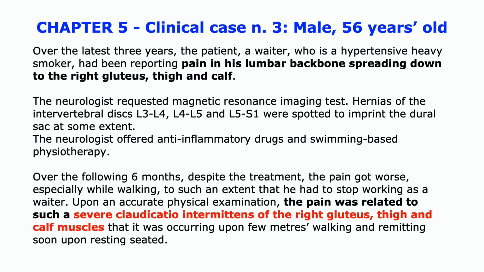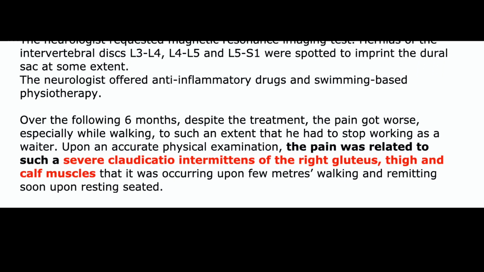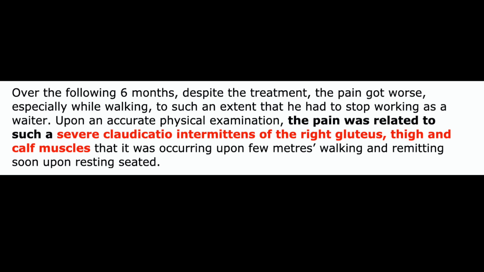Over the following 6 months, despite the treatment, the pain got worse, especially while walking, to such an extent that he had to stop working as a waiter. Upon an accurate physical examination, the pain was related to such a severe claudicatio intermittens of the right gluteus, thigh, and calf muscles that it was occurring upon a few meters of walking and remitting soon upon resting seated.